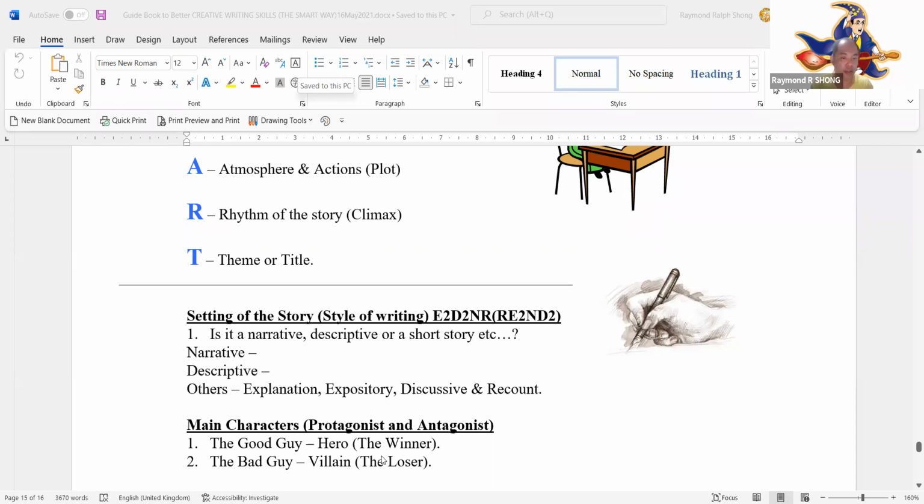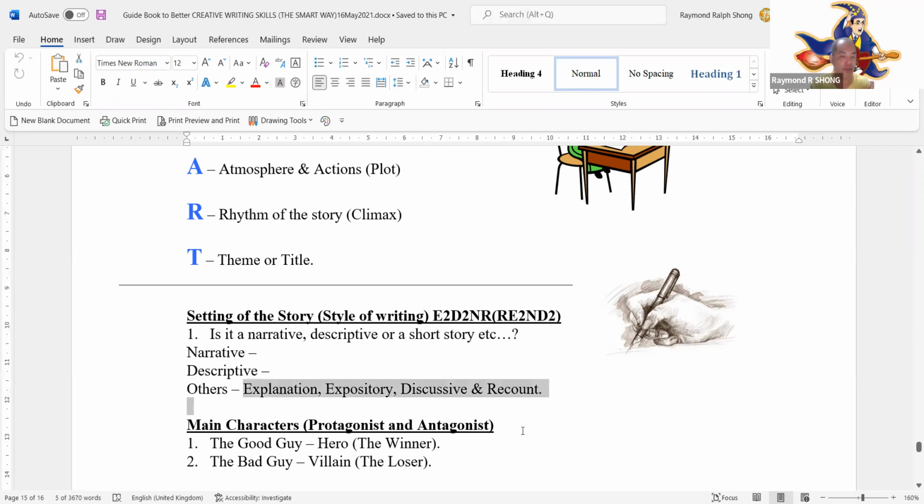IP student, let me repeat. This is the most difficult one. Not this one, this 2E. Okay, it's the most difficult one. Okay, let me share with you.